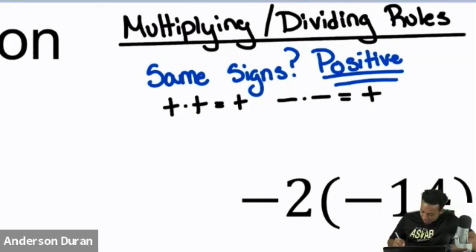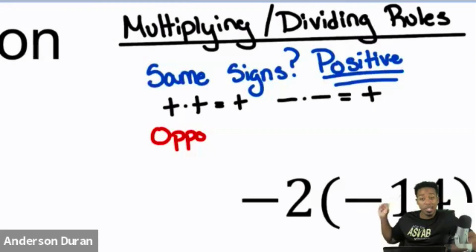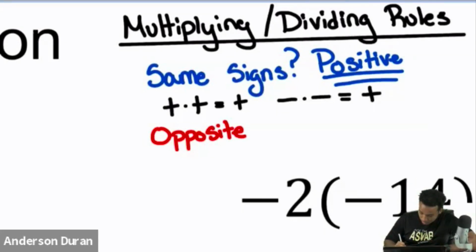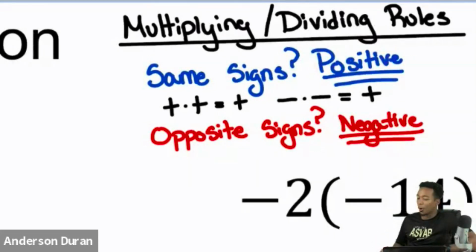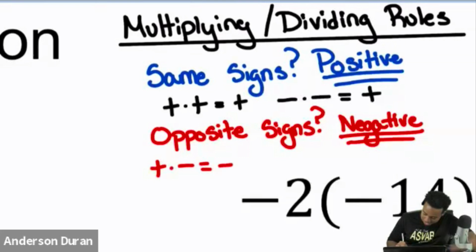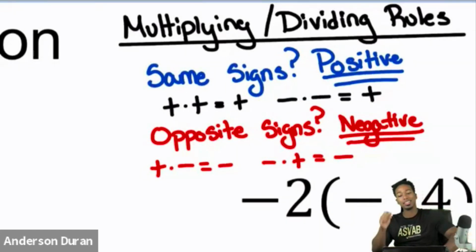Now, let's say you have opposite signs. Using some deductive reasoning, if you have the same signs, it'll be positive. What's going to happen if you have opposite signs, multiplying or dividing? Everybody write it out. That's correct. Opposite signs, negative always. So if I have a positive times a negative, that's going to be negative. If I have a negative times a positive, the order does not matter at all. If they are opposite signs, it will end up as negative.